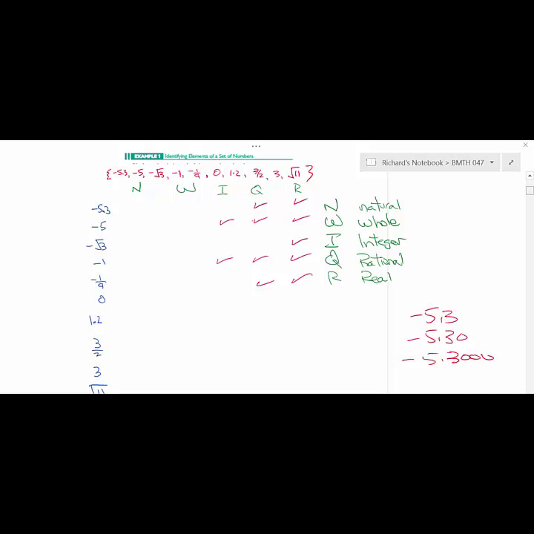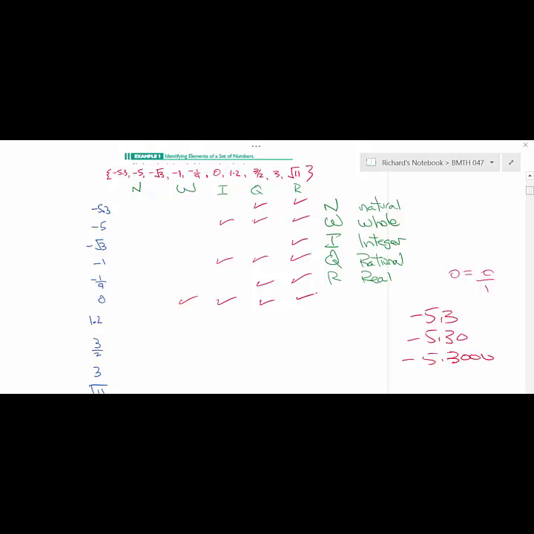0. Well, natural numbers don't contain the number 0, but the whole numbers do. So 0 is a whole number. And because 0 is a whole number, it means it's contained in all the other sets, since they're all contained one within the other. So 0 is an integer, as we've seen on a number line. It's also a rational number because you could say 0 is the same as 0 divided by 1. So 0 is a rational number and a real number.